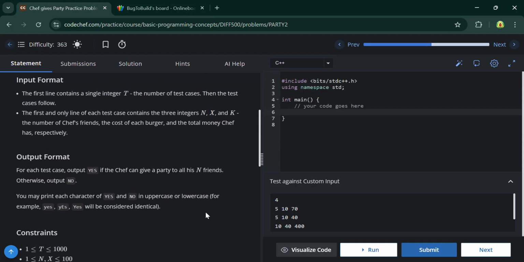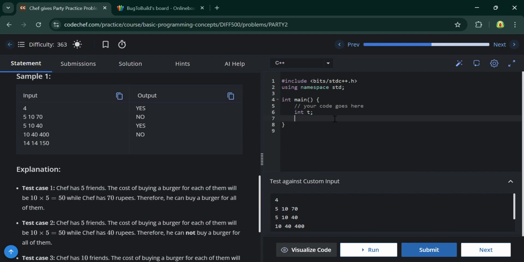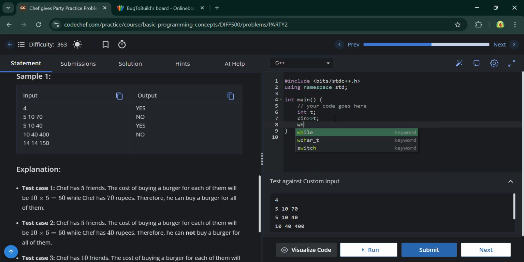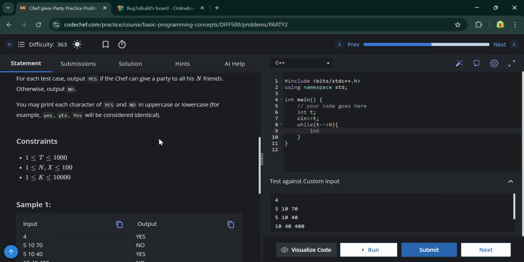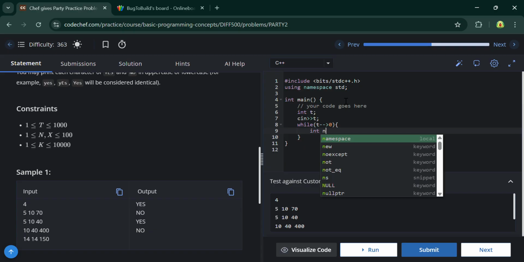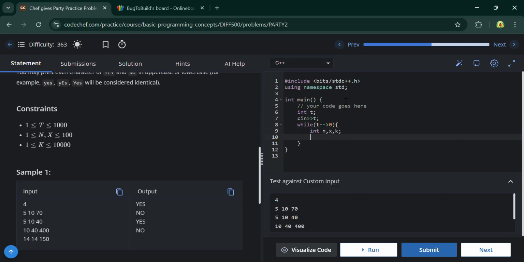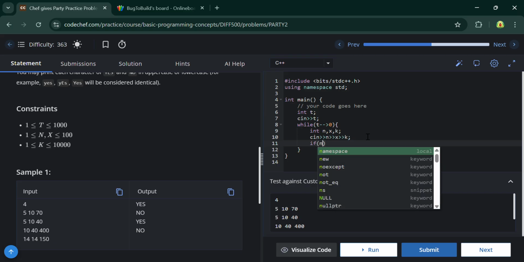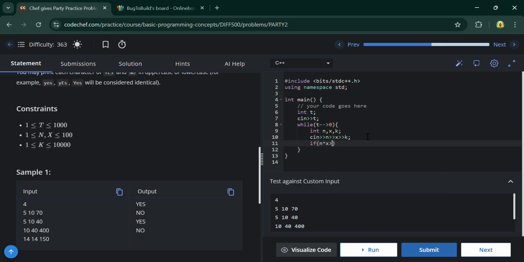So let's write it. First you have to take the number of test cases, int t, and then cin t, and then while t-- is greater than 0, you have to take int N, X, K. You have to take input here also, cin N, X and K. Then you just have to check if N into X is less than or equal to K, then you just have to cout yes, else you just have to cout no.